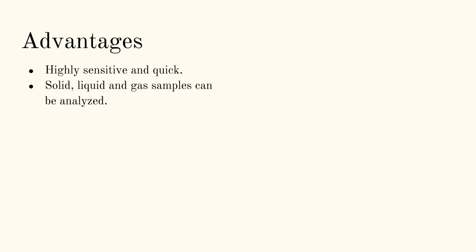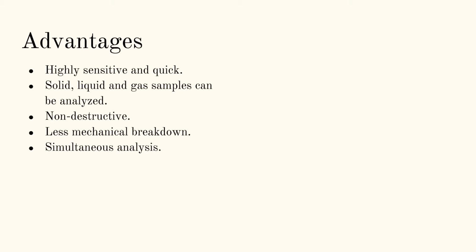There are several advantages in using FTIR. FTIR is a highly sensitive and quick method, completing a scan within 1 to 2 seconds to achieve high-quality spectrum and high resolution. Samples in the three states which are solid, liquid, and gas can be analyzed using FTIR. It is also a non-destructive technique. There is less mechanical breakdown as compared to other instruments because the mirror, which is attached in the interferometer, is the only moving part in FTIR. Simultaneous analysis can also be done for multiple gaseous compounds, saving time when multiple samples have to be tested.